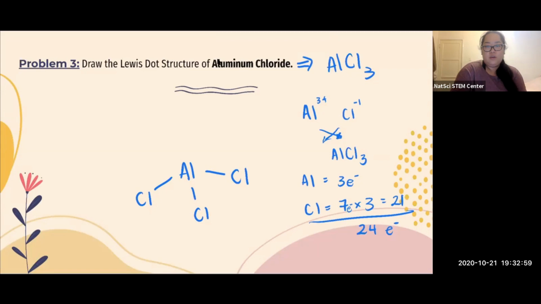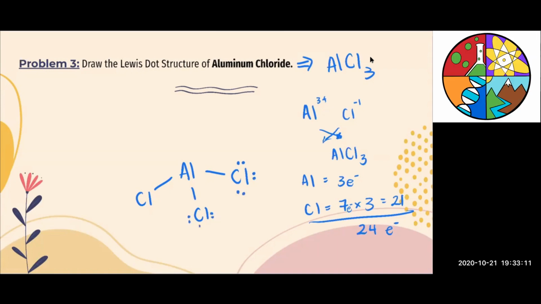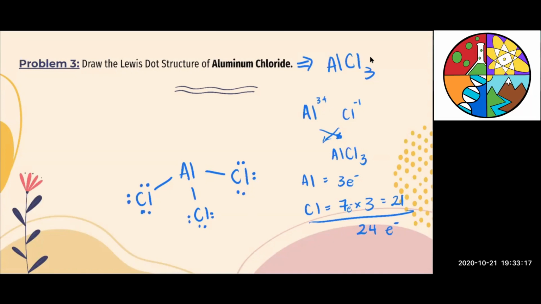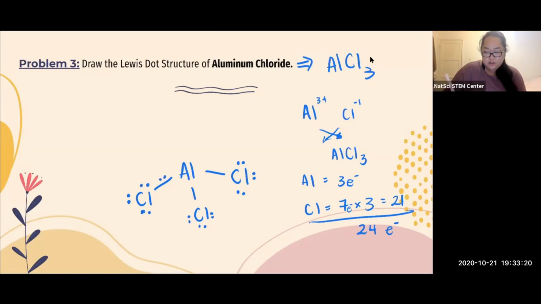Type it in. Is it 7? You put 6 around, because your seventh one is bonded with aluminum. So technically there are 2 here. Now if we count it, 2, 4, 6, 8, 8 for each times 3 is 24. So it's good, and this is your Lewis dot structure for it. Questions?